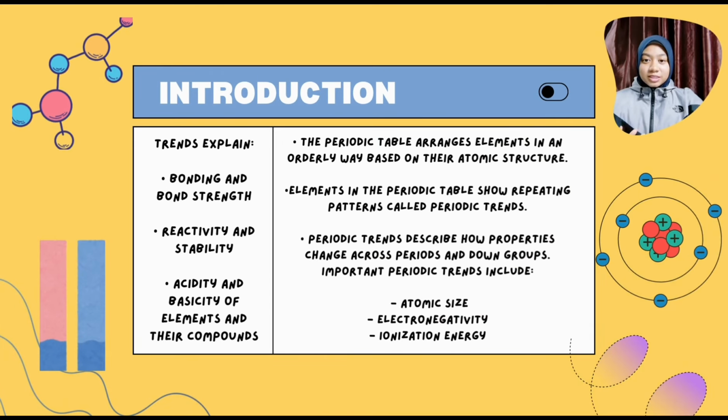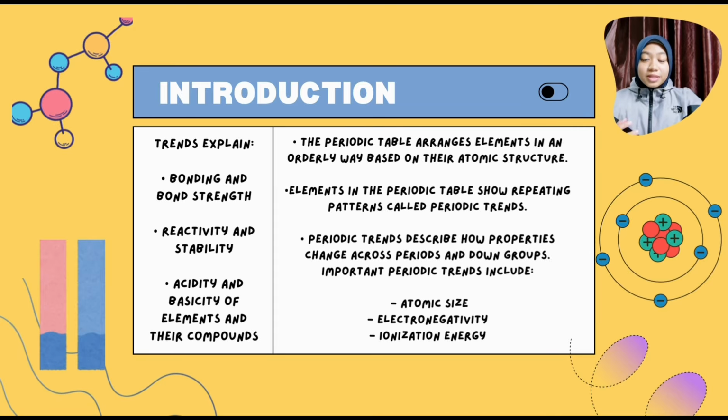Chemistry is the study of matter, and everything around us is made of atoms. Even things that look very different, like water, air, metal, and plastic, are all made from tiny particles called atoms. There are many different types of atoms, and scientists organize them in something called the periodic table. The periodic table is like a big map that shows all the elements in the world in an organized way.